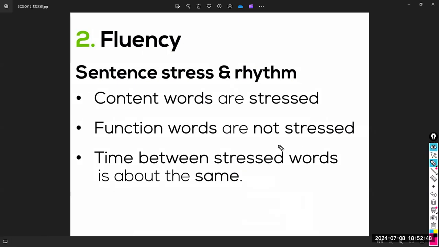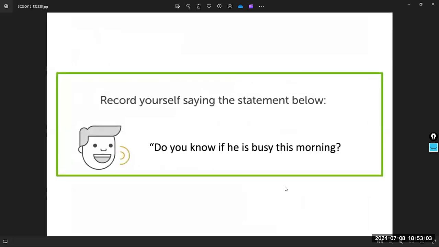Okay. Now, what about fluency? So this is everything which is about fluency. The content words are stressed, as I told you. The function words are not stressed. Time between stressed words is about the same. So let me go now to the next page just to try to complete.